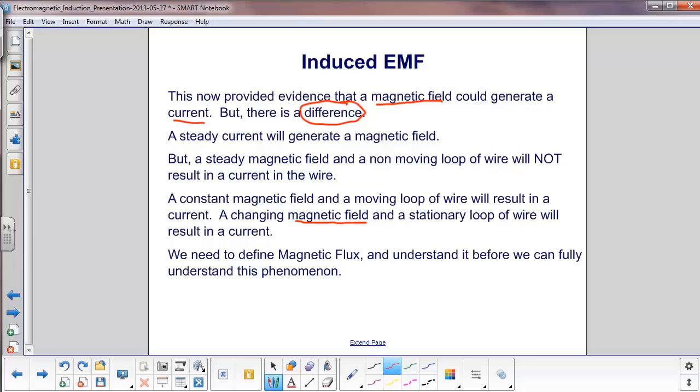Now, before we can totally understand this and before we're ready for Faraday's law, we will have to define magnetic flux, and that will be done in the next section.